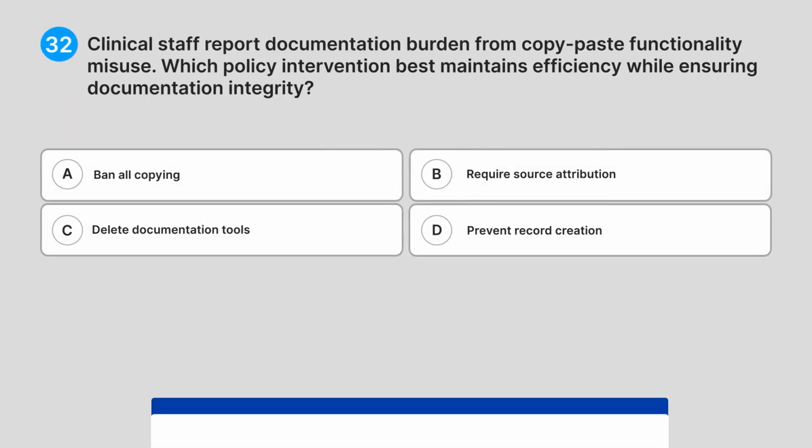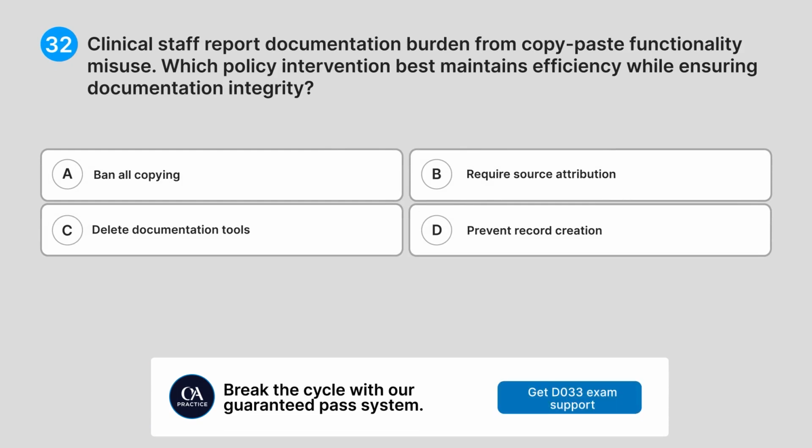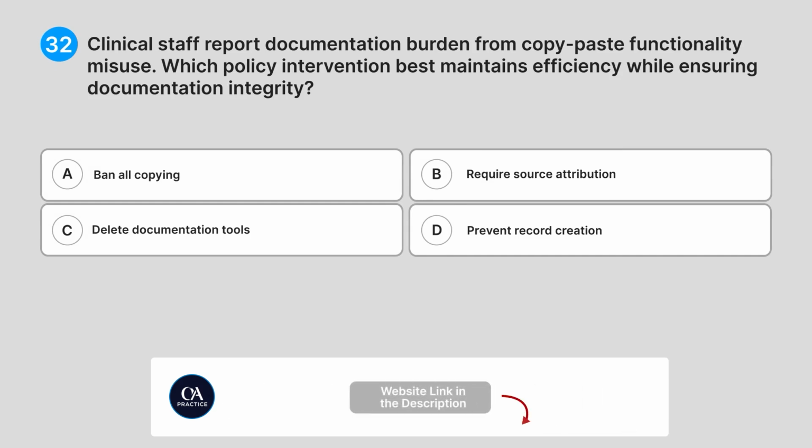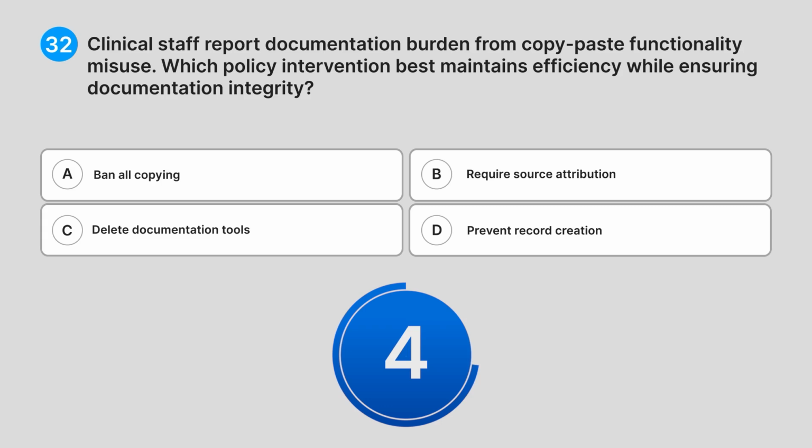32. Clinical staff report documentation burden from copy-paste functionality misuse. Which policy intervention best maintains efficiency while ensuring documentation integrity? A. Ban all copying. B. Require source attribution. C. Delete documentation tools. D. Prevent record creation. Do you know the answer?